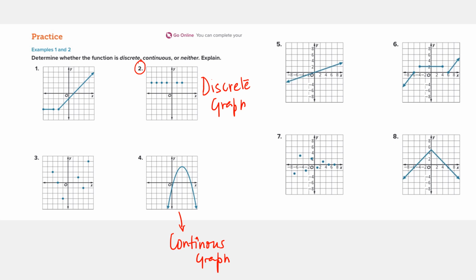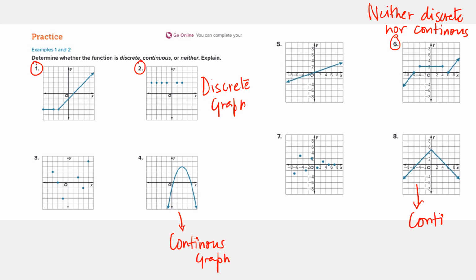If you look at this graph, question 1, or this graph, question 6, then somewhere it is continuous, somewhere it is breaking. So these two graphs are neither discrete nor continuous. This one, as you can see, is continuous. This one is discrete.